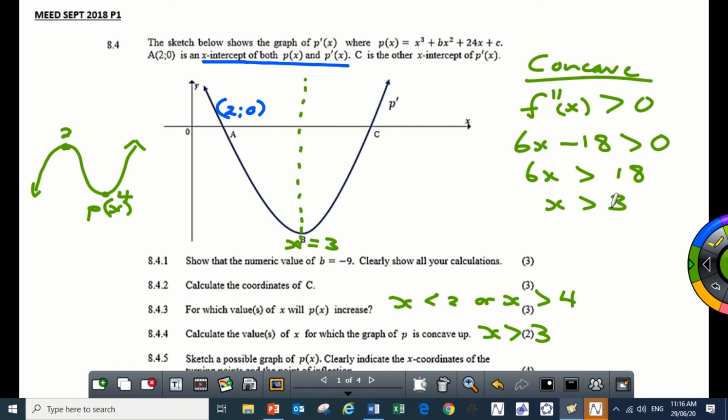Any question there? Now, these are common questions. Increasing, decreasing functions, concavity. They are common questions. For this paper, this one has 2 marks, but sometimes you can have 3. We'll continue tomorrow on this, and on Wednesday.